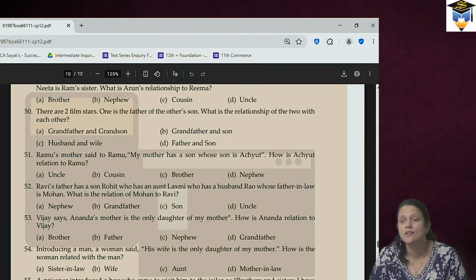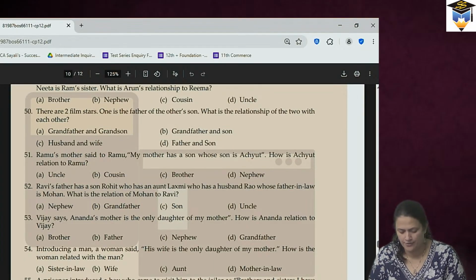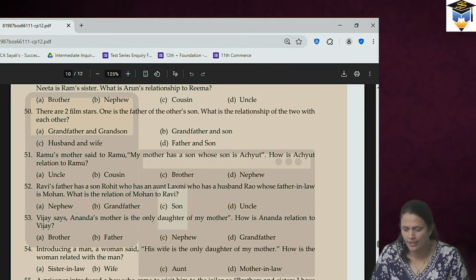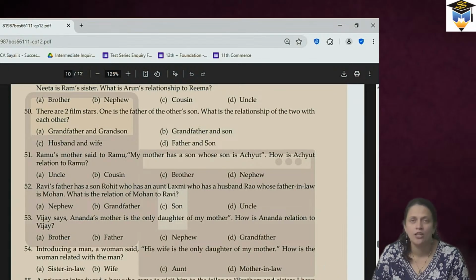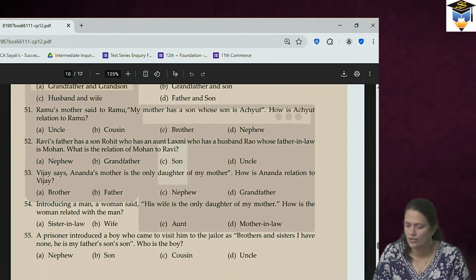Mohan is grandfather of Ravi. Correct. And next, 53. Ananda is a nephew of Vijay. Option C for the 53rd one. Do you want me to solve any one? Should I draw the diagrams? You want to draw the diagrams?